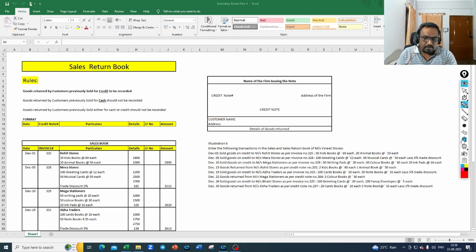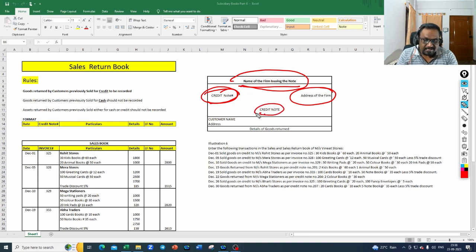One thing I forgot, I didn't talk about the credit note format here. See the format, name of the firm issuing the note. We are the ones issuing the credit note, hence our name should come here, our business name. Our address should come over here, and the credit note serial number sequence has to be maintained. That credit note number you need to mention here, and here it says, boss, this document is a credit note. That is what it says here.